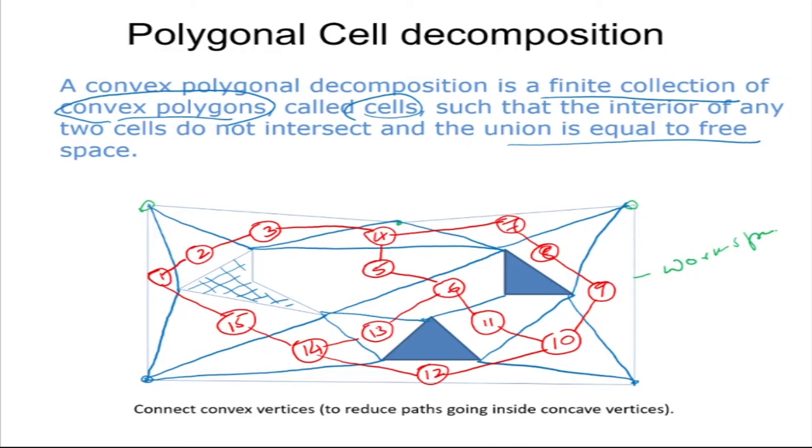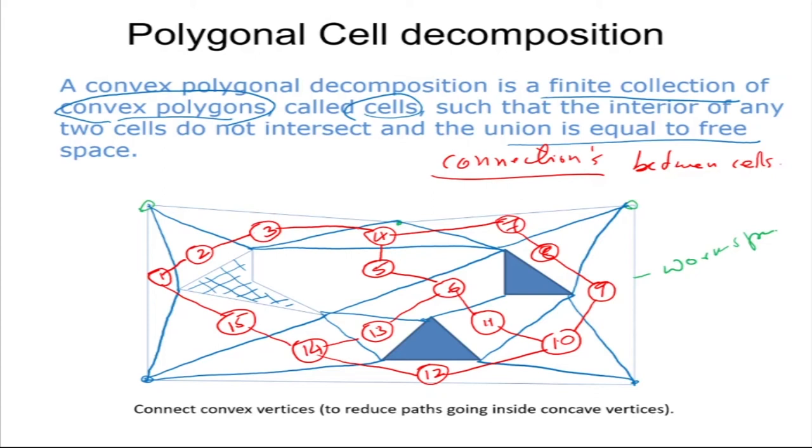So if you want to go from cell number 1 to cell number 11, how would you go? You can choose two ways. You go 1, 2, 3, 4, 5, 6 and 11. Or you go 1, 15, 14, 13, 6 and 11. There's a third path also, 1, 15, 14, 12, 10, 11. So I have divided the total workspace into convex polygons called cells, and I can find connections between cells. This is my connections between the cells.